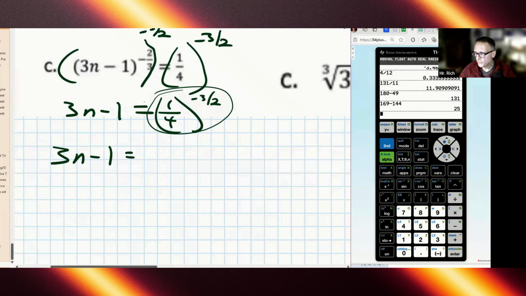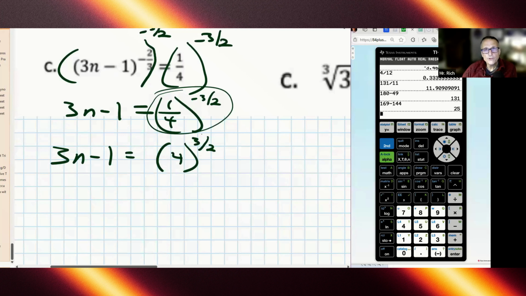So the first thing that I'm going to do is use my negative exponent rule. My negative exponent rule says that if I have something in parentheses that's raised to a negative power, I can take what's in the parentheses and flip it and then change the sign on the exponent. So I'm going to do just that. I'm going to make this a 4/1 or just 4 and change that to a 3/2 power. That gets me a lot closer.